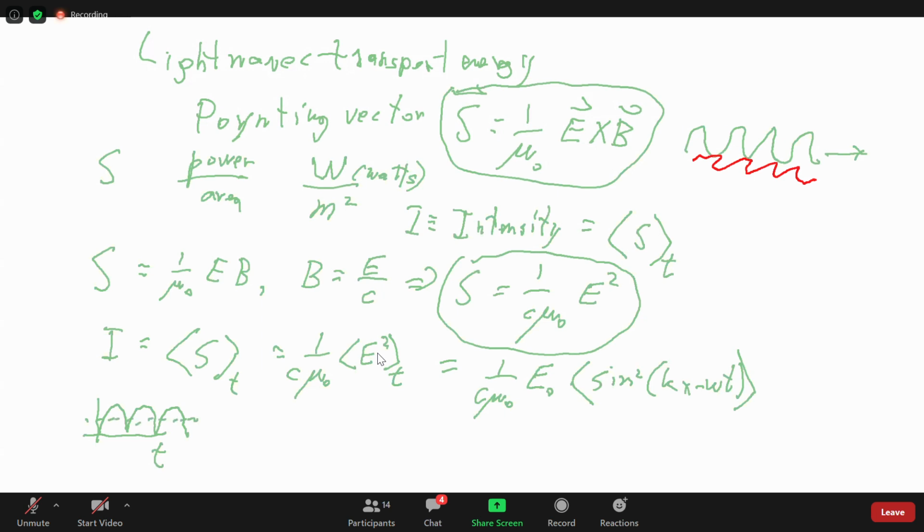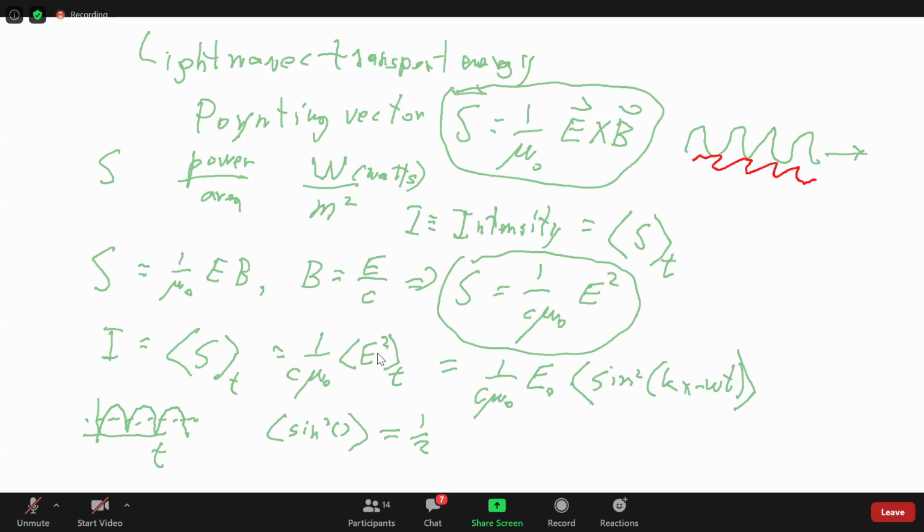Does anybody know what the average of sine squared of anything is over one cycle? Anybody have a guess? I'll give you a hint. The average of sine squared over a cycle is equal to the average of cosine squared over a cycle, right? And sine squared plus cosine squared equals what? 1. Okay, so what's the average of sine squared? 1/2. Thank you. Yes, good. I think you beat me to the answer. All right.